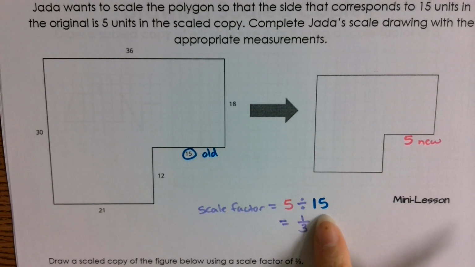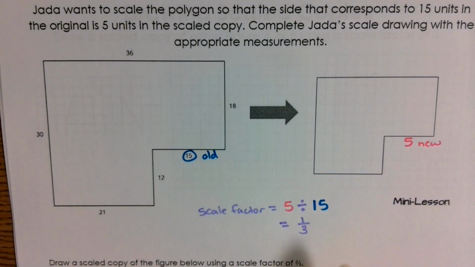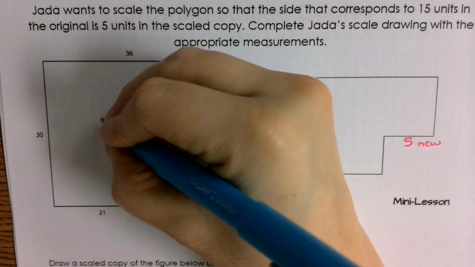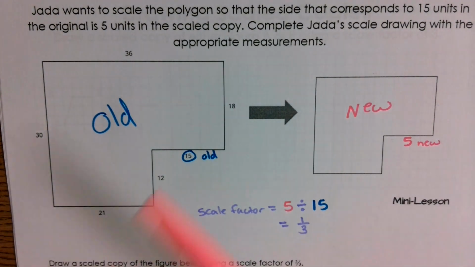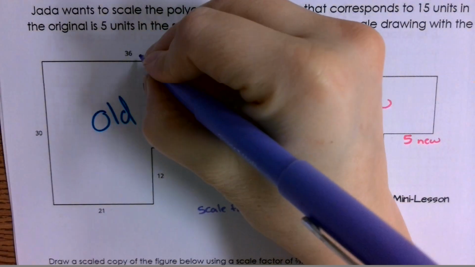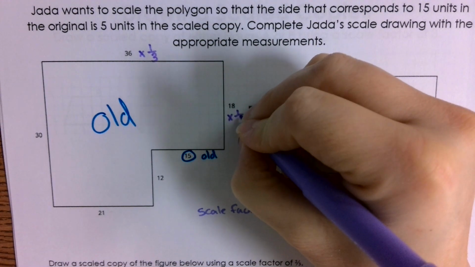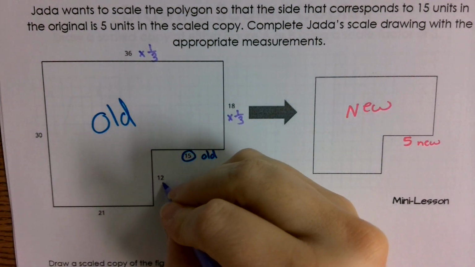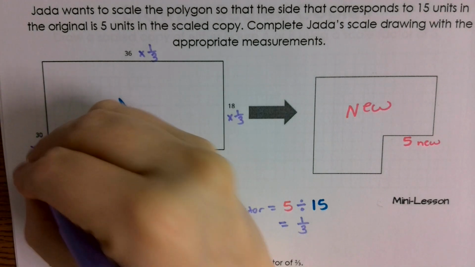So what that now means is we're going to take every one of these old dimensions and multiply them by 1/3. This whole thing is our old, and we want to find out what our new is going to be. We're going to take the old information and multiply it by 1/3. That's going to give us our new information. So I'm going to take 36 and multiply it by 1/3. I'm going to take 18, multiply it by 1/3. I'm going to take 12 and multiply it by 1/3. Take 21 and multiply it by 1/3. Take 30 and multiply it by 1/3.